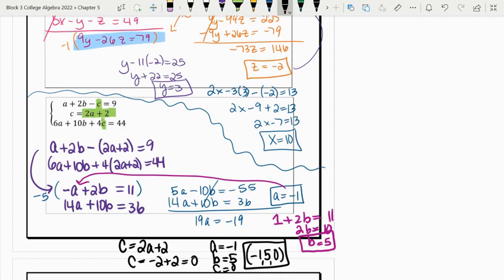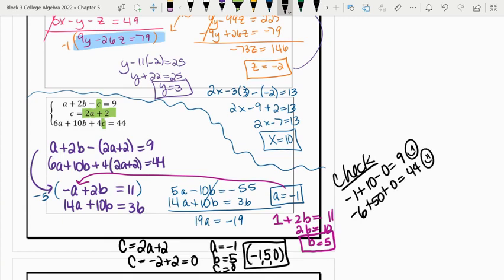And let's make sure that works. Let's do a check. So a plus 2b, so I get negative 1 plus 10 minus 0. Does that equal 9? That works. You go to the last one. 6 times a would be negative 6 plus 10 times 5 is 50 plus 0. Does that equal 44? And that answer is yes. So we are correct.